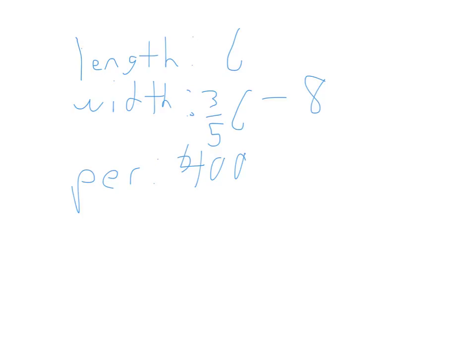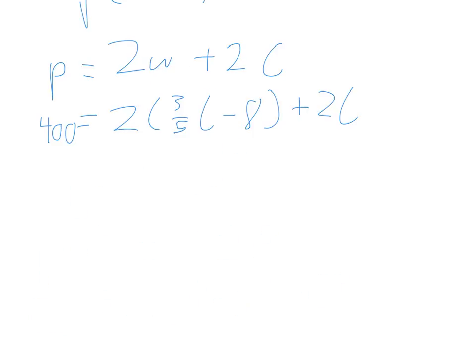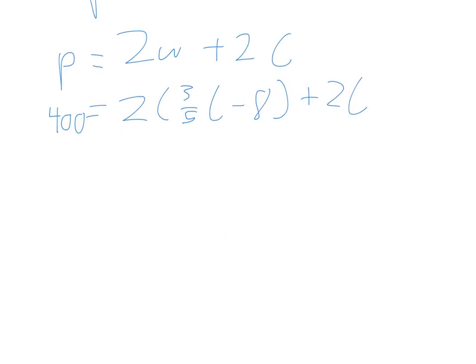Now if you remember back in junior high, the formula for perimeter is twice the width plus twice the length. Which means, instead of plugging in the width, you can plug in the formula we have for the width, which would be 2 times (3/5 L minus 8) plus 2L. Remember, the perimeter is 400 feet. So let's go ahead and simplify this. Distribute the 2. So you have 2 times 3/5, which is 6/5 times the length, then 2 times minus 8, which is minus 16, plus 2L equals 400.